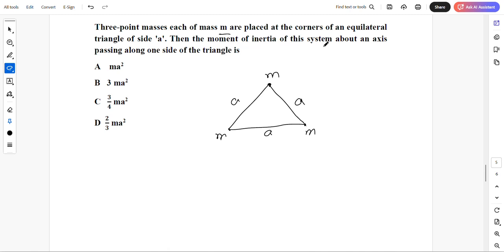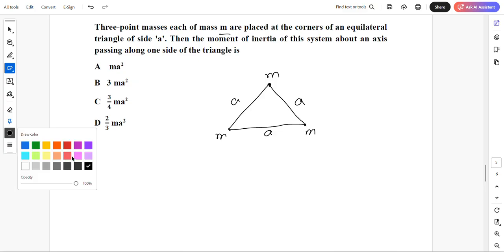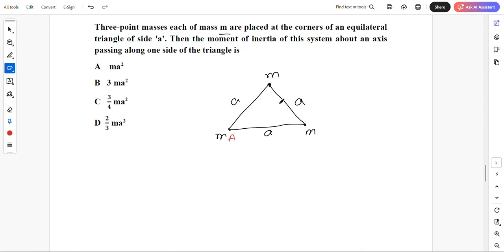Then the moment of inertia of the system about an axis passing along one side. Along one side means, let us say this is A, this is B, and this is C. I am interested here to find the moment of inertia. This is my axis of rotation. I am interested to find IAC.